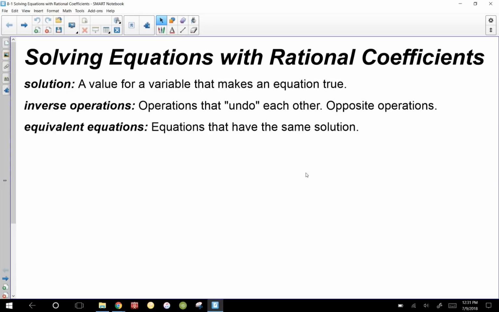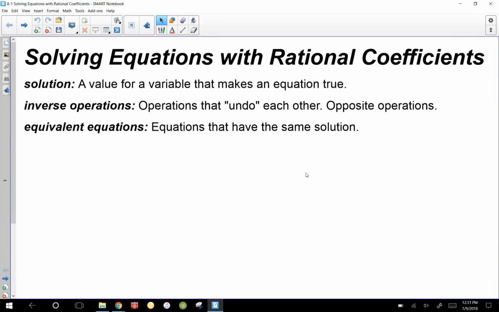All right, in Chapter 8, we are going to be solving equations. So we're going to be taking what we've learned about algebraic expressions and how to simplify them and manipulate them and use different terms in them to apply those to equations and solving different types of equations. And we're going to start solving equations with rational coefficients.